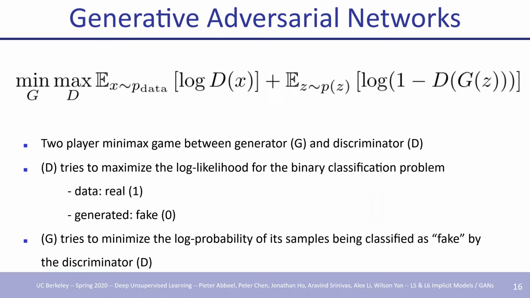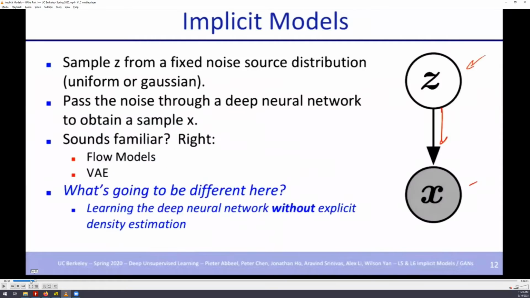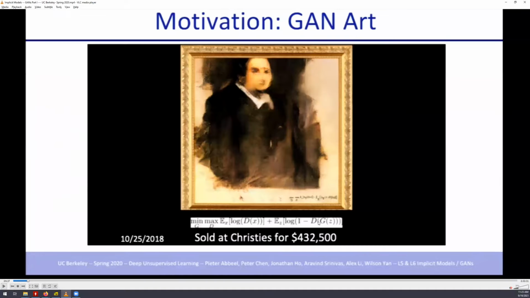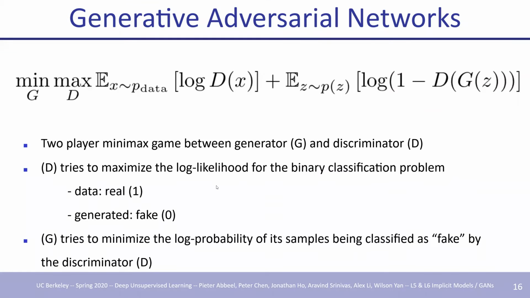And I think it is said that in the artwork that was created, the signature is this actual equation. So instead of the artist signing it, they put in the GAN equation. Where do I go? Okay.